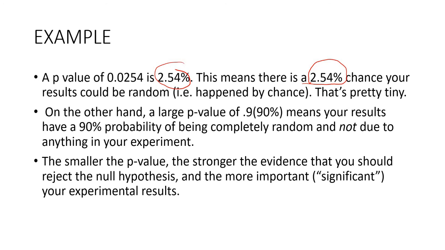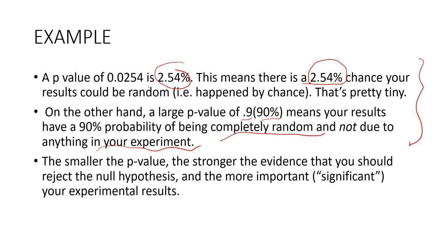That is pretty tiny, and we have to reject the null hypothesis. On the other hand, a large p-value of 0.9, that means 90%, means your results have a 90% probability of being completely random and not due to anything in your experiment, and we have to depend on the null hypothesis in this case. You are getting my point?